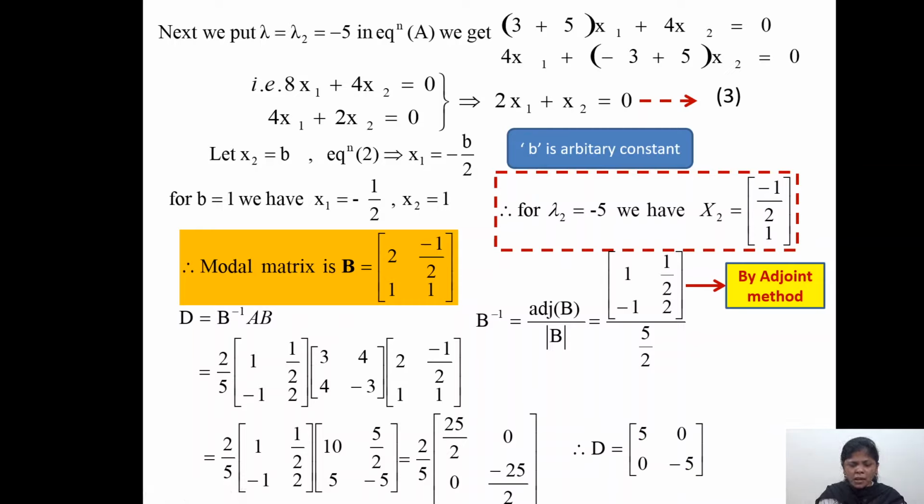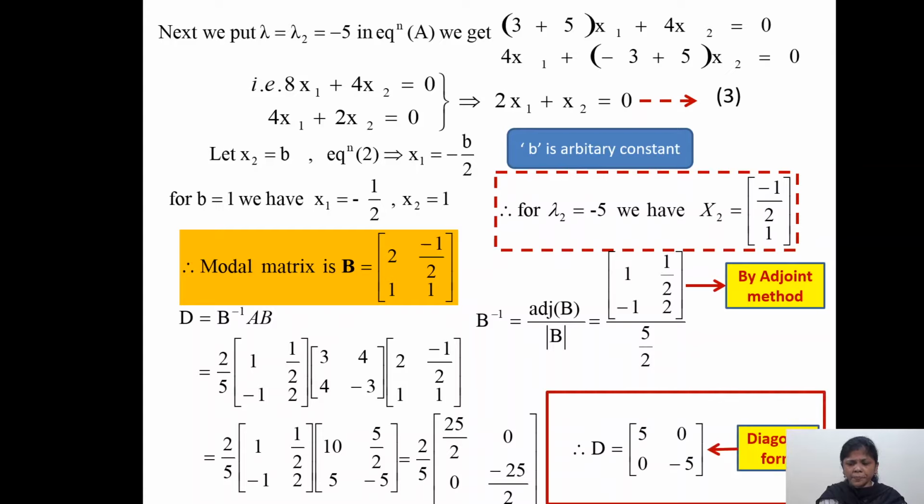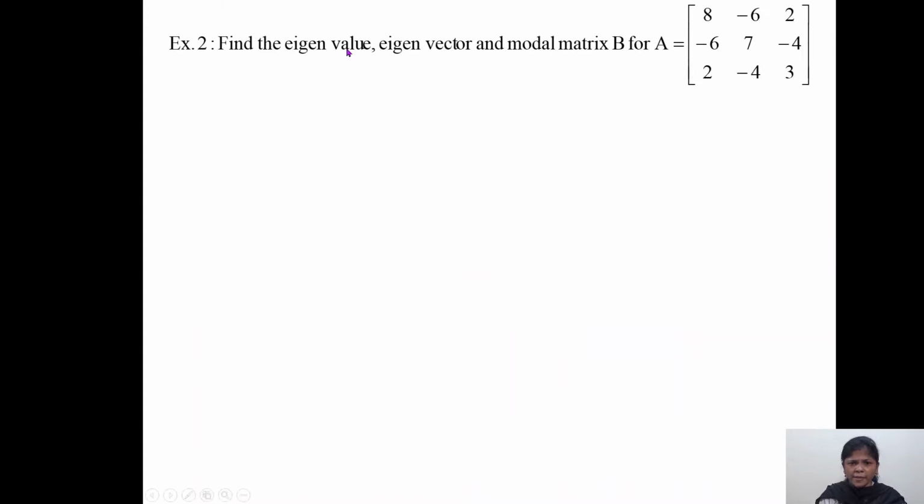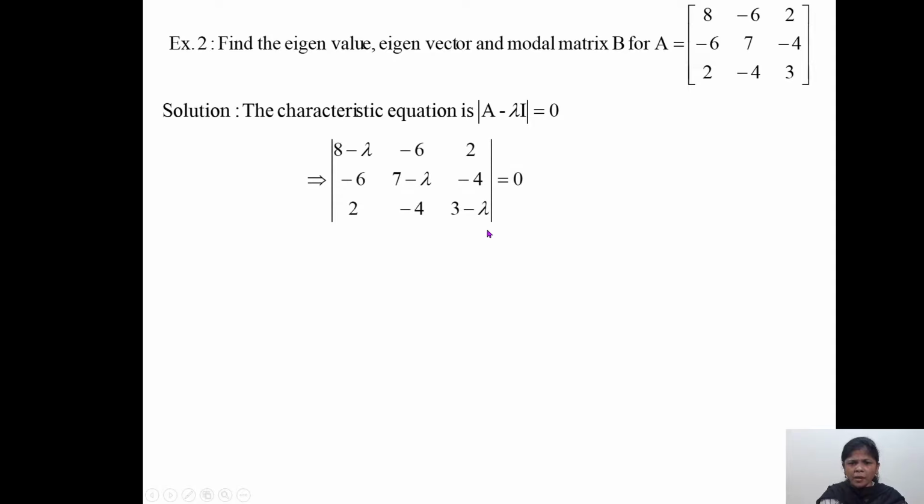So based on this, in the same way, let us solve one more example, that is, find eigenvalues, eigenvectors and modal matrix for a 3 by 3 matrix. Okay, so as I told you, start with the characteristic equation. We write the determinant of A minus lambda I. How to write this? Write down the remaining elements other than the diagonal elements as they are, and from each diagonal element subtract lambda. So we write 8 minus lambda, 7 minus lambda, 3 minus lambda, remaining elements as they are.